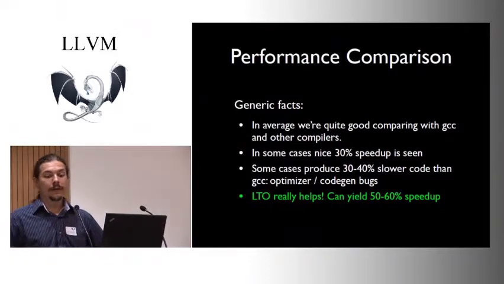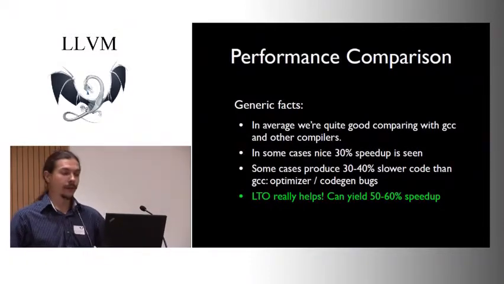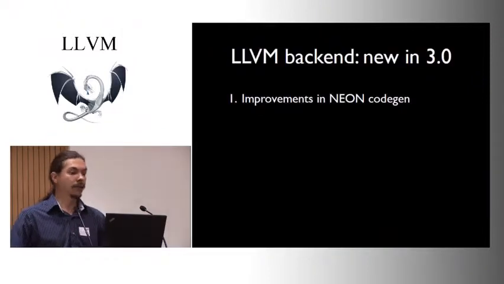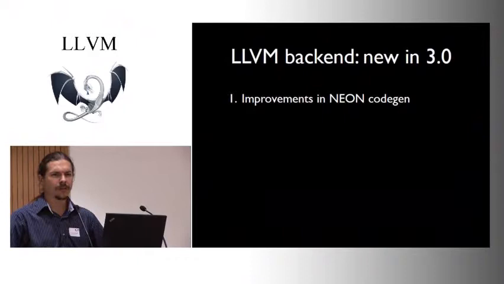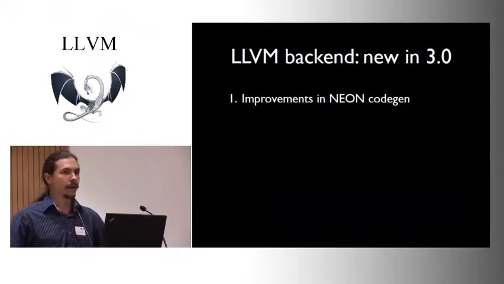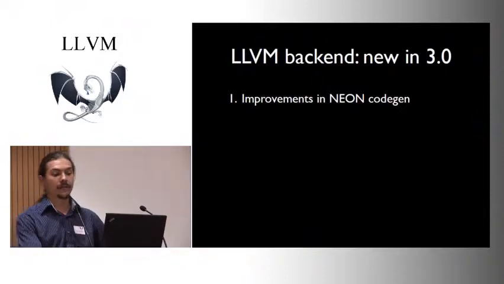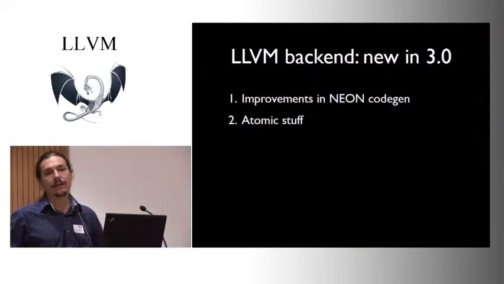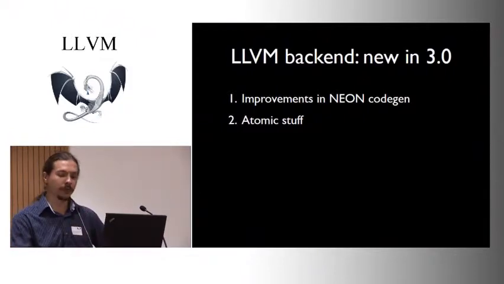What will be new in the coming 3.0 release? First, a lot of time and work was invested into Neon code generation. So there will be a lot of improvements in Neon code generation in the next LLVM release. Also, the model of atomics inside LLVM changed recently, and it's much more robust and more complete. So you'll see improvements here as well.